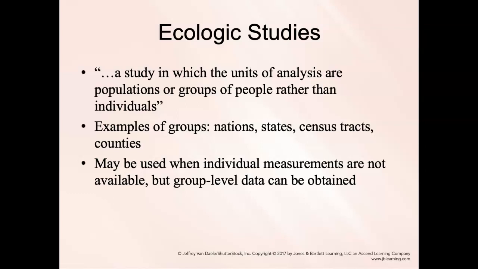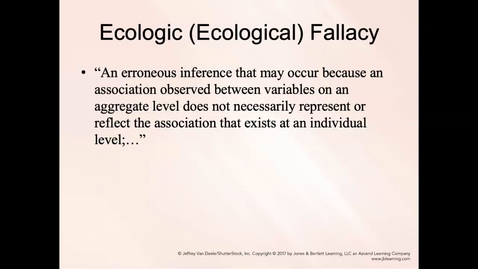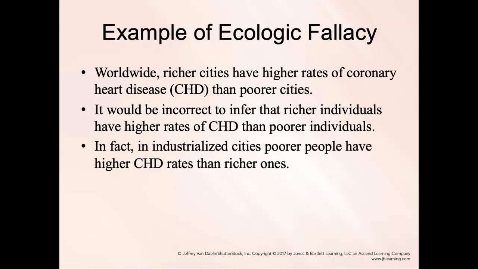But they can lead to what we call the ecologic or ecological fallacy. This is defined as an erroneous inference that may occur because an association observed between variables on an aggregate level does not reflect or represent the association at an individual level. So what this means is that what we are seeing using this aggregate data, for example, state level data, county level data, it might not reflect the true association between two variables if you were to measure them at the individual level. So your textbook gives you an example of an ecologic fallacy.